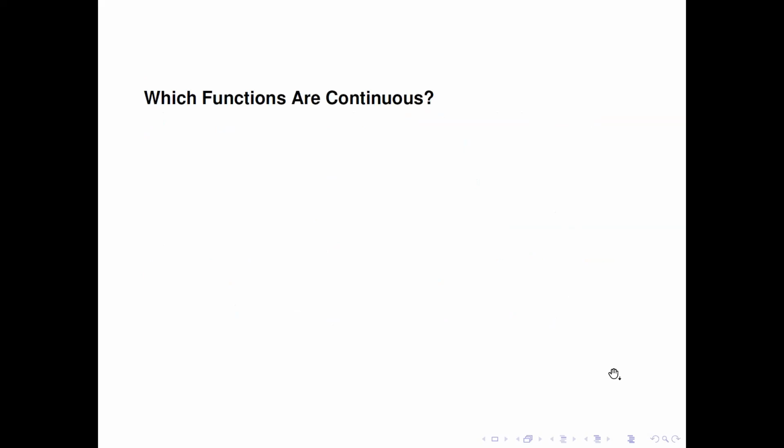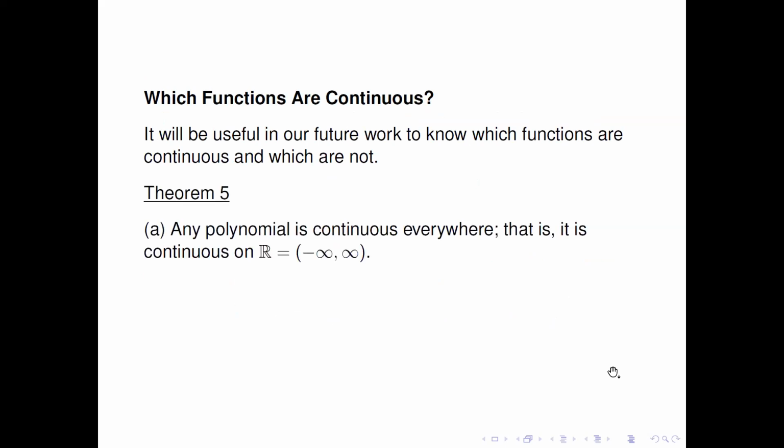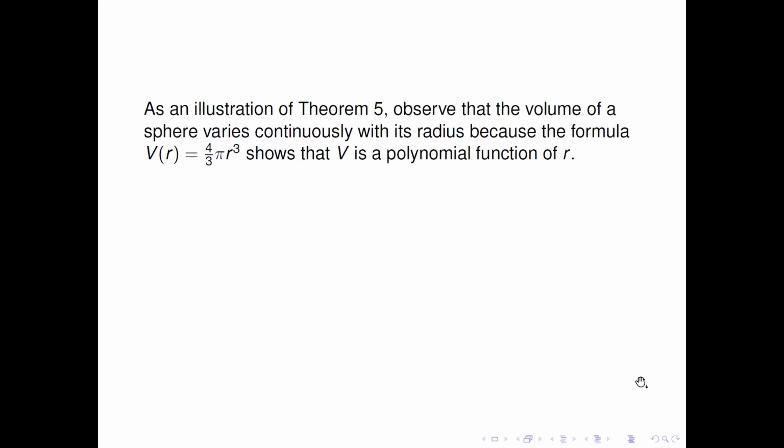So let's talk about which functions are continuous, because at this point you've seen many functions already, right? So which of these functions that you've come across are continuous? Well, it turns out any polynomial is a continuous function everywhere where it is defined. So remember, a polynomial is an expression like x cubed plus 3x squared minus x plus a constant. A rational function is continuous wherever it is defined. What do we mean by a rational function? You'll remember a rational function is simply a polynomial divided by a polynomial, right? Any rational function is continuous wherever it's defined.